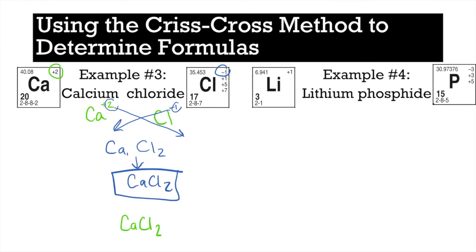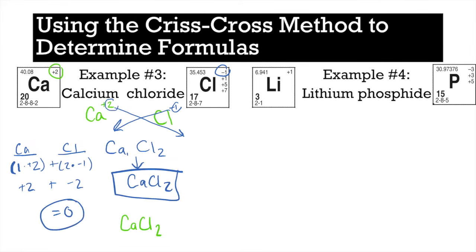And again, if you're checking it, your formula has 1 calcium, which brings a +2 charge. So it's +2. Chlorine, you have 2 of them, each of which brings a -1 charge. So chlorine in total is bringing a -2 charge. +2 plus -2 equals 0. So that is why that is your formula.